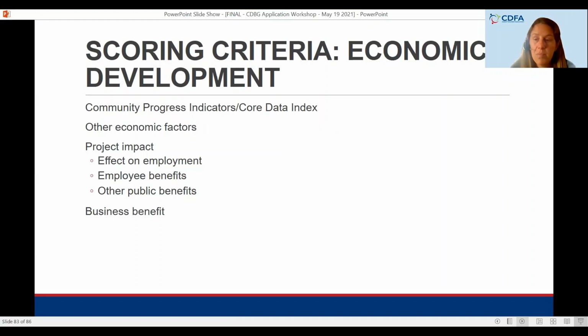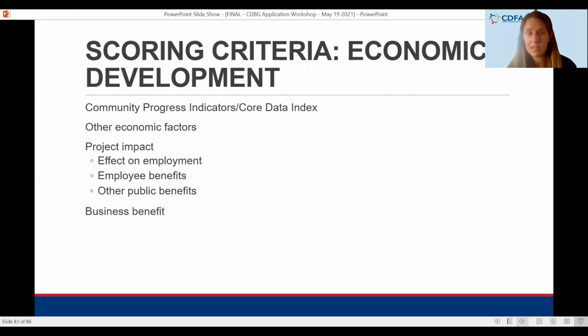We then look at the impact of the proposed project, both the effect on employment, who's being served, how many low and moderate income people will be provided opportunities for employment based on the project, the employee benefits and the other public benefits, and then the benefit of the project to the business. And those scoring criteria are used to evaluate economic development projects, which do have a minimum score required.